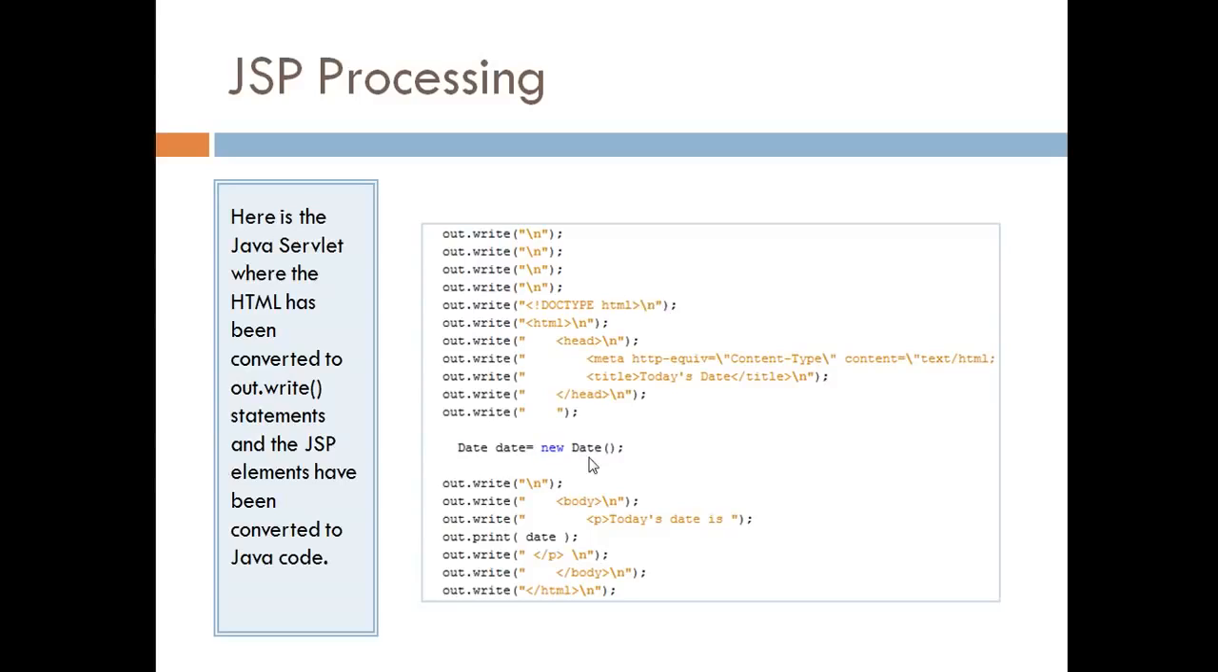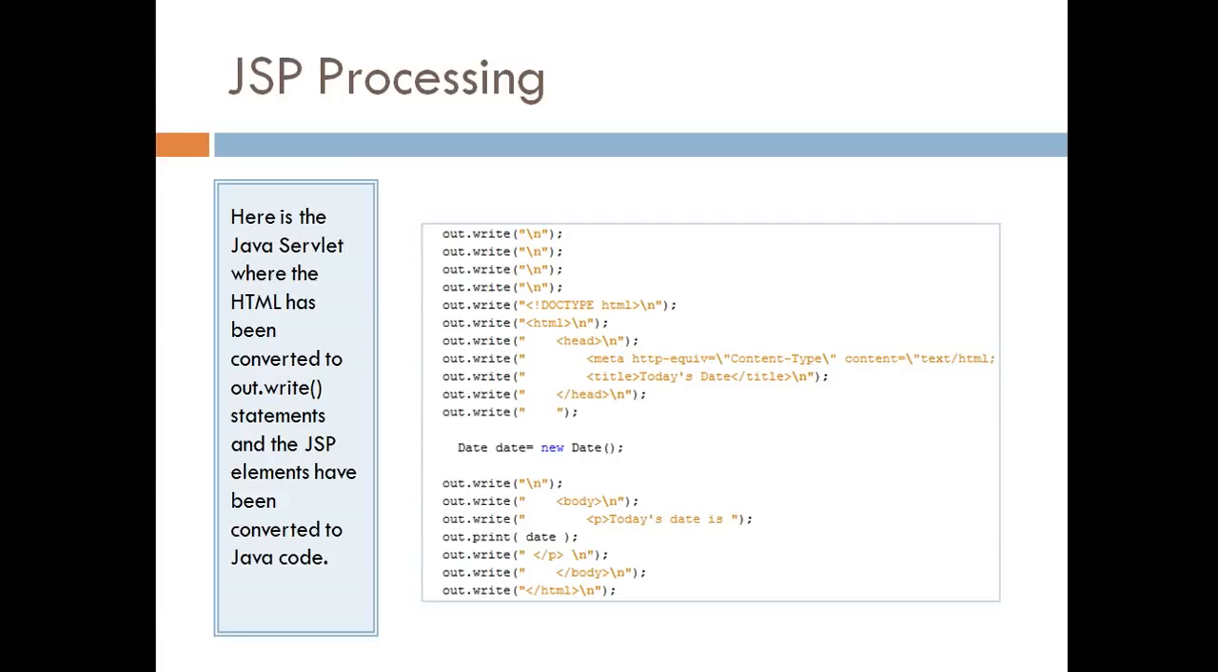And this is an example. This is what that JSP that we were just looking at on the previous slide would look like as a Java servlet. You can see there's a bunch of out.write statements that contain HTML code. It contains the raw Java code that had previously been included within the JSP elements. And there's some more out.write statements. This is just a part of the Java servlet, but it's the important part.